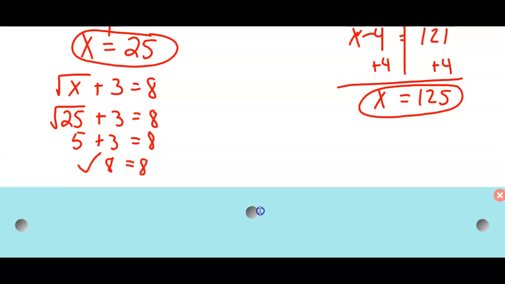Okay, if I wanted to check my answer, like number 1 over here, I put my 25 in for my x. Square root of 25 plus 3. The square root of 25 is 5. Plus 3 is 8. 8 equals 8. Fantastic. So that's a way to check your answer. Just put it back in the problem.